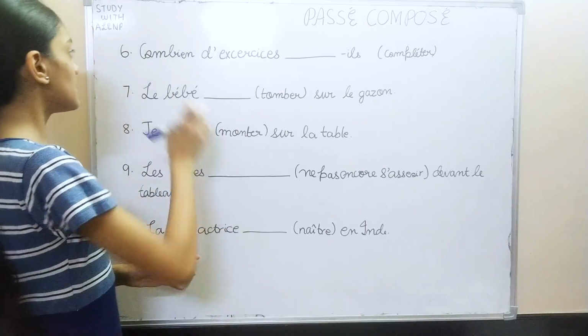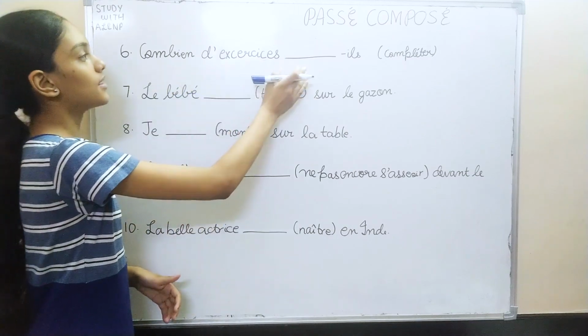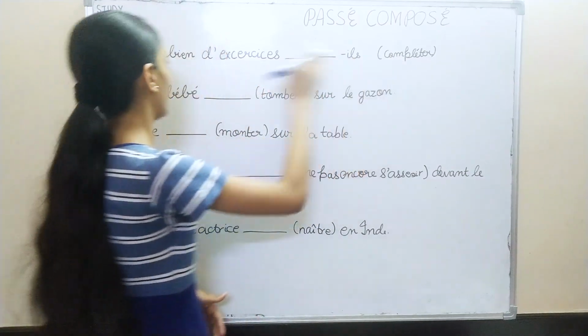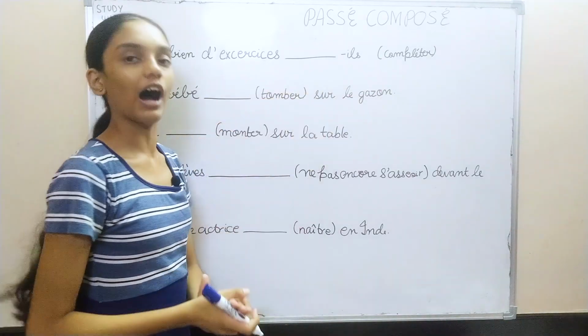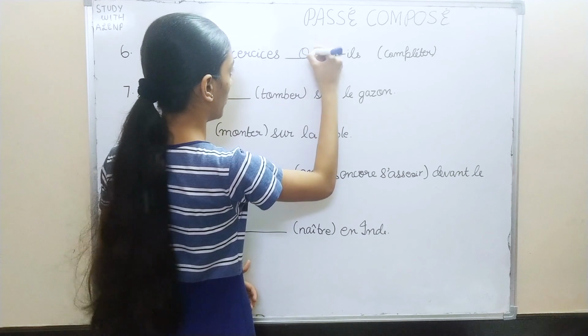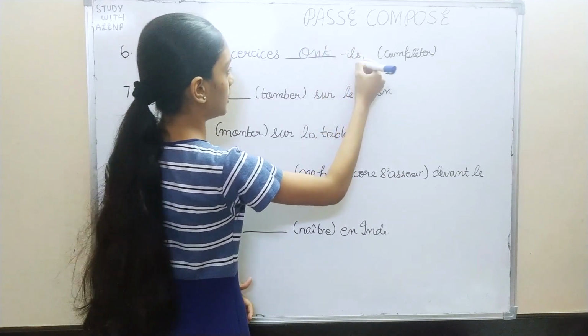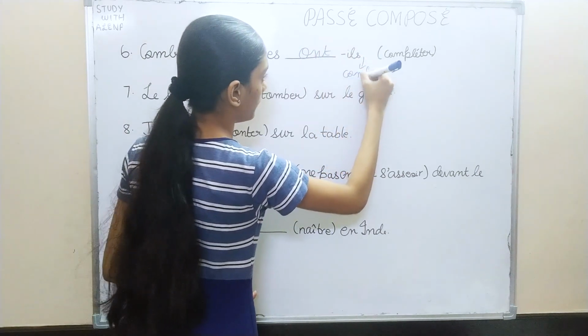Next question is, combien d'exercices dash il complété? How many exercises did they complete? So compléter, we will conjugate with avoir, so ont-ils. Now after ils you will place complété.